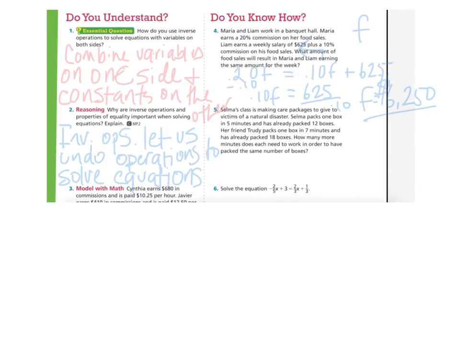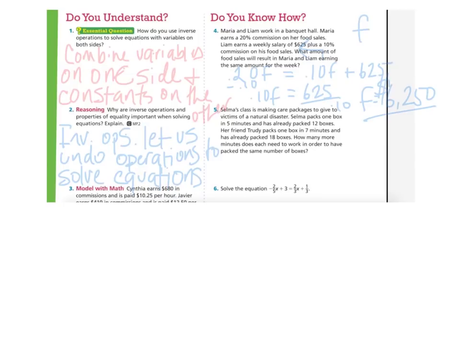Okay, let's look at number 5. Selma's class is making care packages to give to victims of a natural disaster. She packs 1 box in 5 minutes and has already packed 12 boxes. Okay, so there's her rate, right? She has 1 box in 5 minutes. She's already done 12, right? Her friend Trudy packs 1 box in 7 minutes, so not as quick, and has already packed 18. How many more minutes do each of them need to work in order to have packed the same number of boxes?